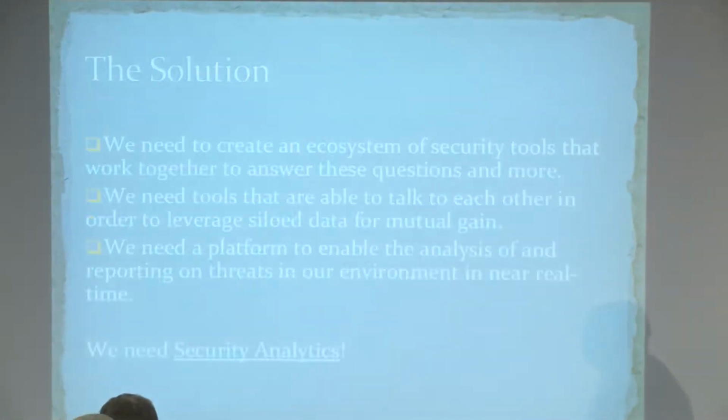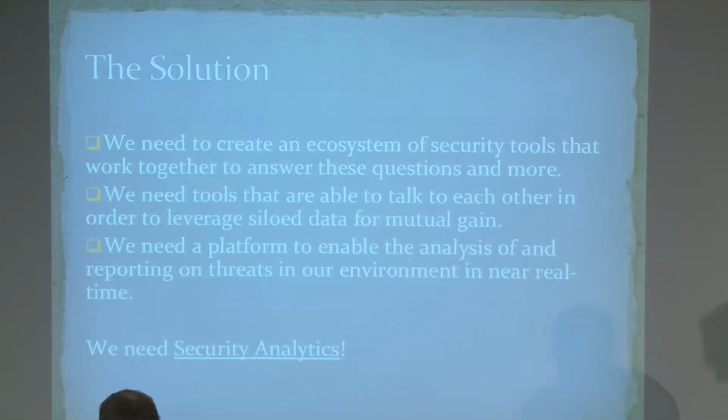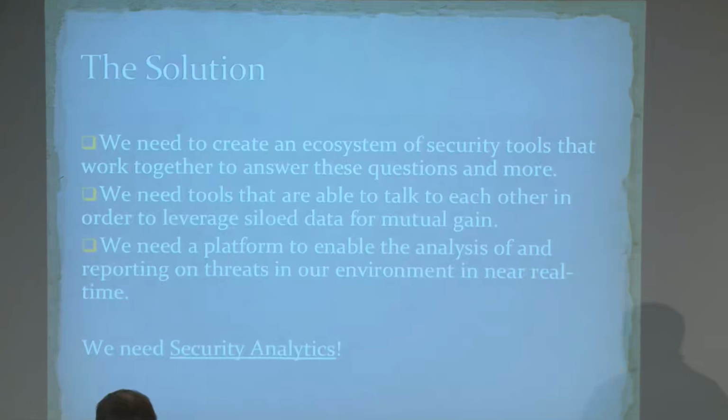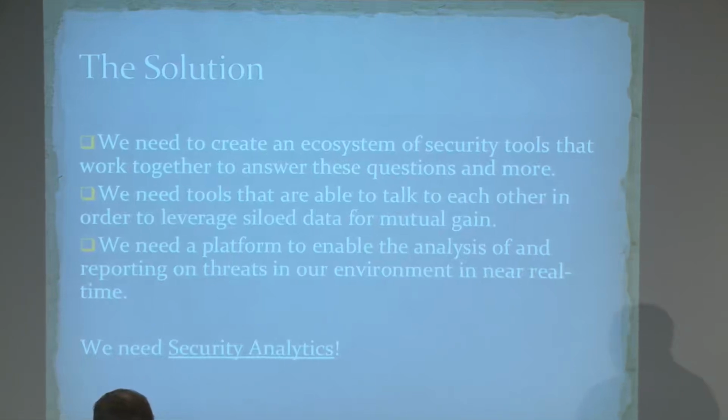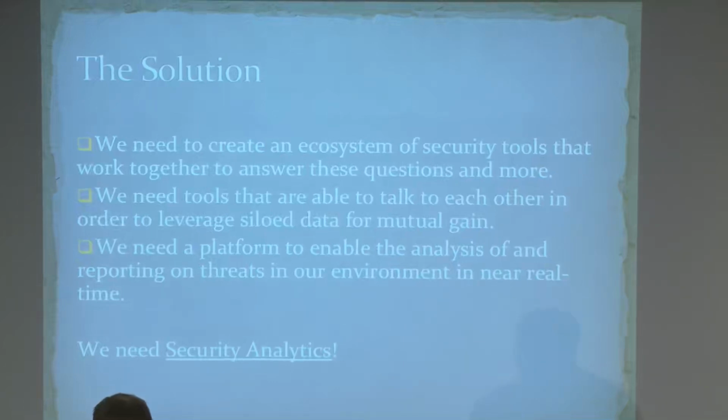Now, the solution here is that we have to create an ecosystem of security tools. We have to be able to take all of our tools, break them out of their individual silos, and get them to work together to answer these questions. We need tools that are able to talk to each other, to leverage data from one tool to the next. We need a platform that enables the analysis of all that data in near real time so that we can see what's going on in our environment. And so what we really need is security analytics.